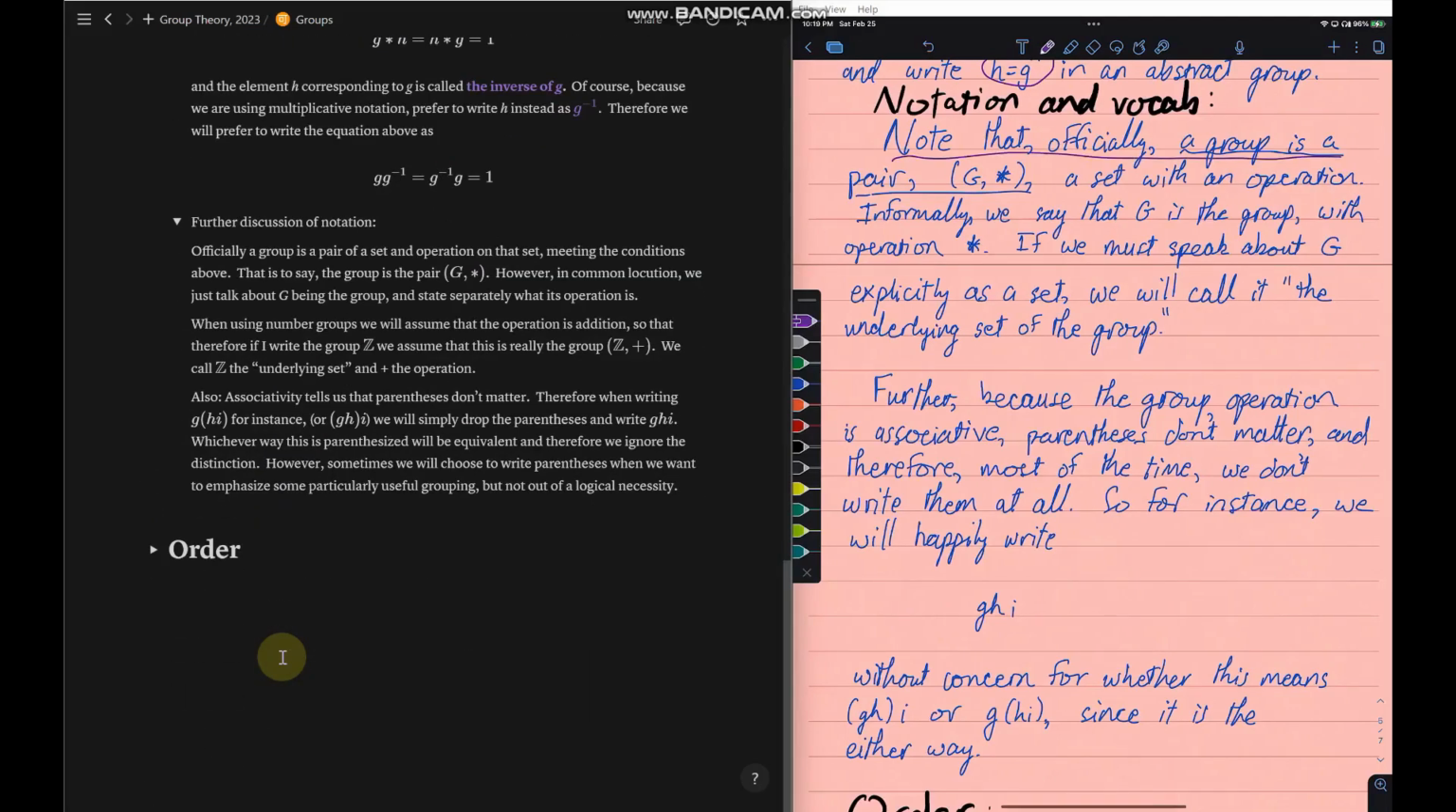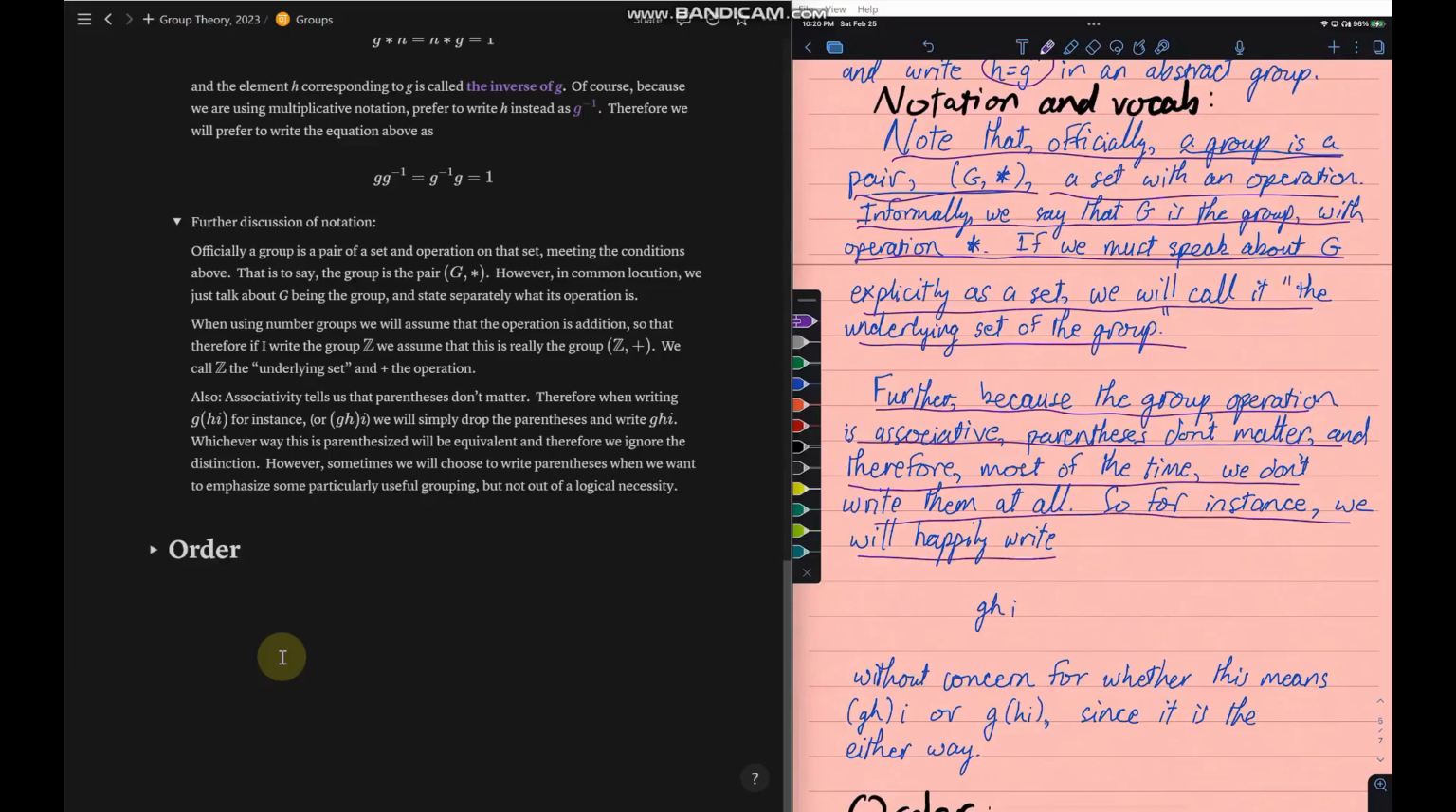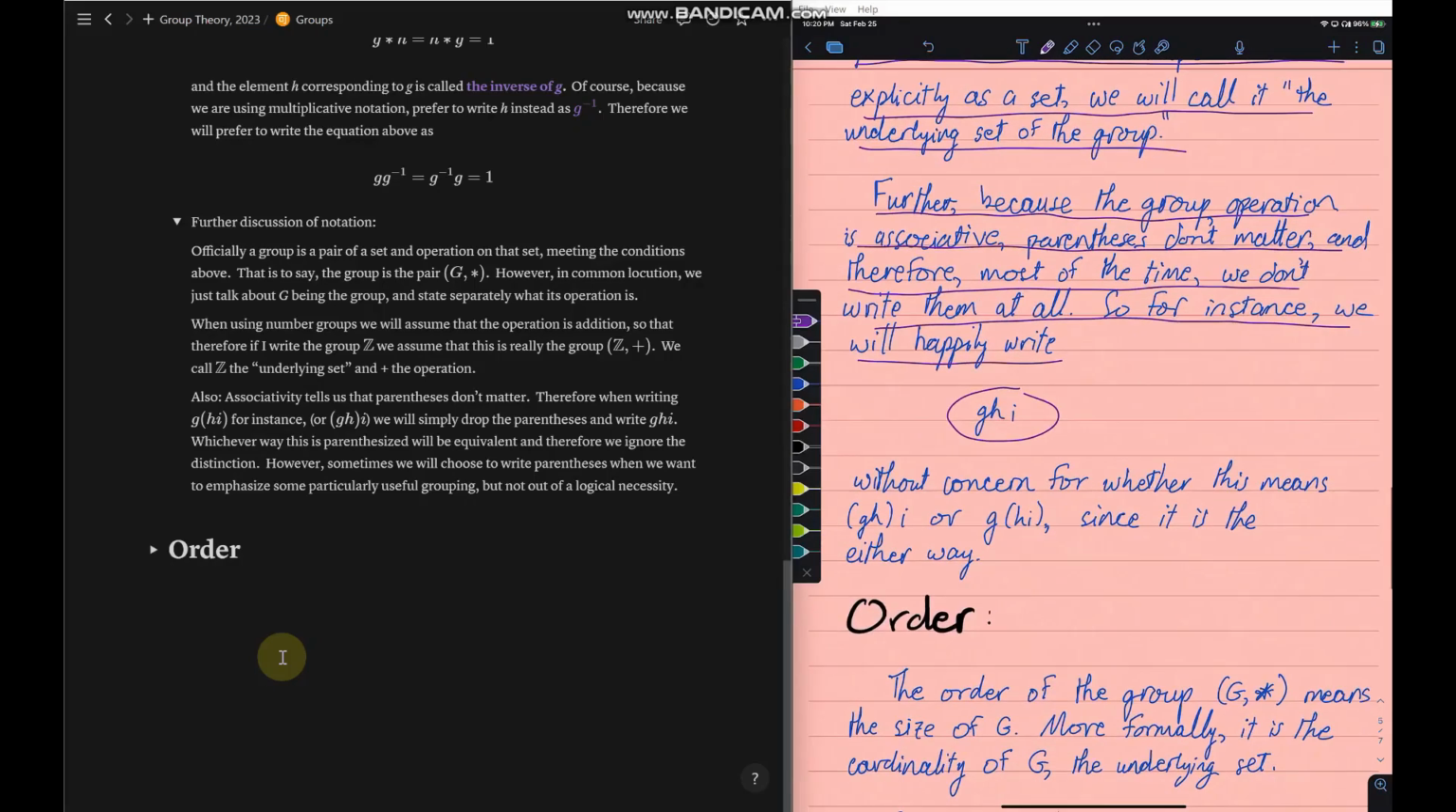Note that officially a group is a pair. It is a set together with an operation. Informally, we say that G is the group with operation star. If we must speak about G explicitly as a set separate from the group, we will call it the underlying set of the group. Further, because the group operation is associative, parentheses don't matter, and therefore most of the time we don't write them at all. So for instance, we will happily write GHI without concern for whether this means parentheses on one pair or the other.